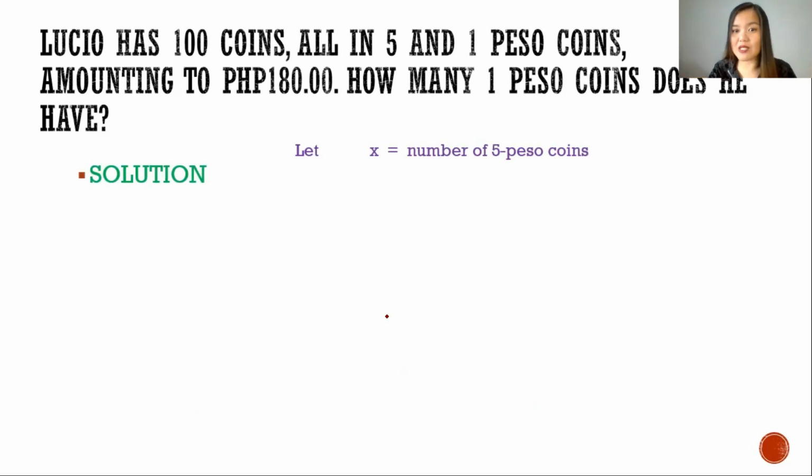Let x equal the number of 5 peso coins. Kasi hindi mo naman alam kung ilan yung 5 peso coin. Ilan nga ba yung 5 peso coin? Sinabi ba dyan? Di ba hindi? Okay, so let x.